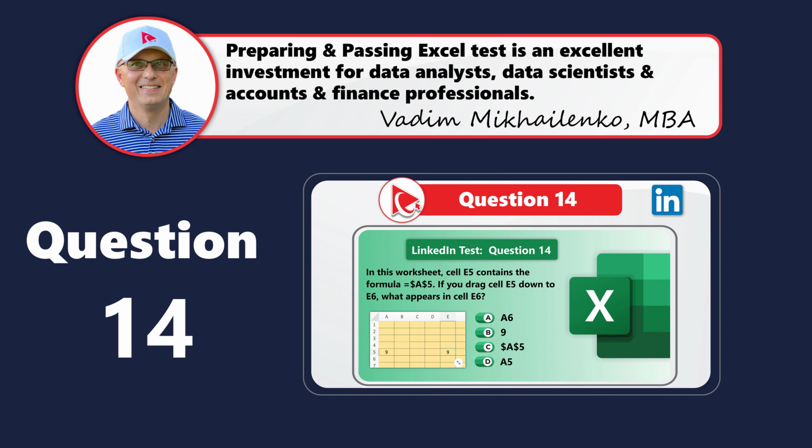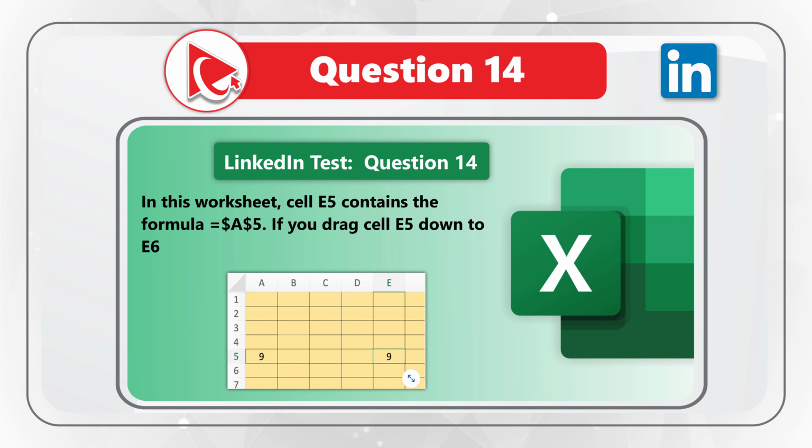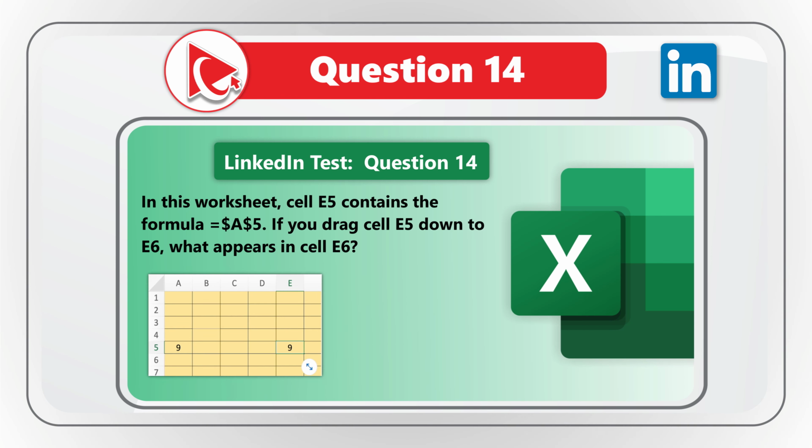Here's an interesting question. In this worksheet, cell E5 contains the formula $A$5. If you drag cell E5 down to E6, what appears in cell E6? And you have 4 different choices. Choice A, A6. Choice B, 9. Choice C, $A$5. And last but not least, choice D, $A5. Do you think you know the answer?